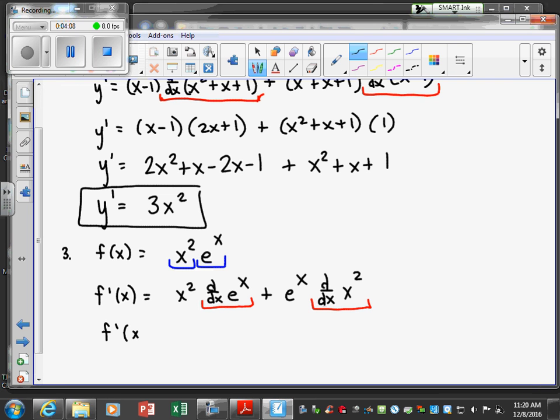We're going to calculate the derivatives in red only. So I have x squared. What's the derivative of e to the x? Just e to the x. Then I bring down e to the x. What's the derivative of x squared? 2x.